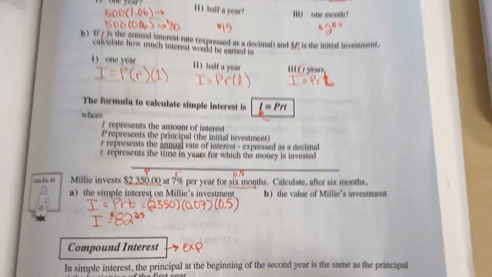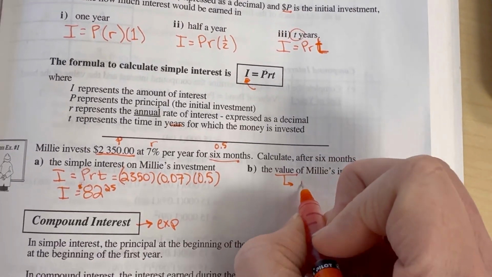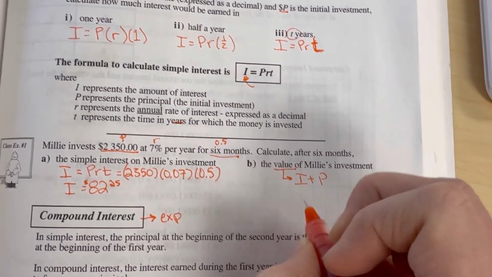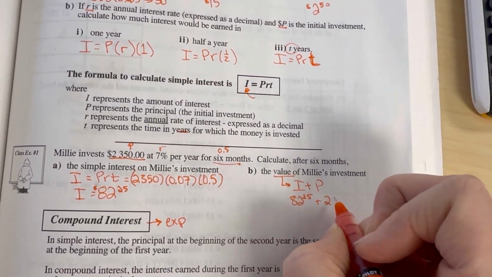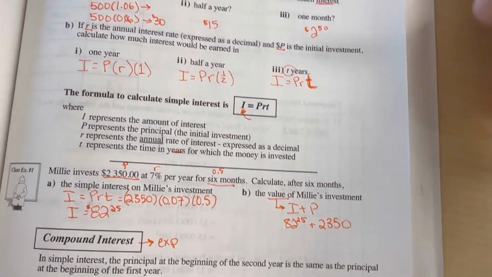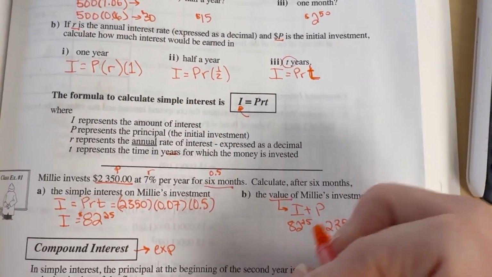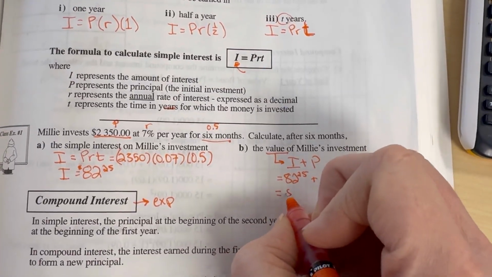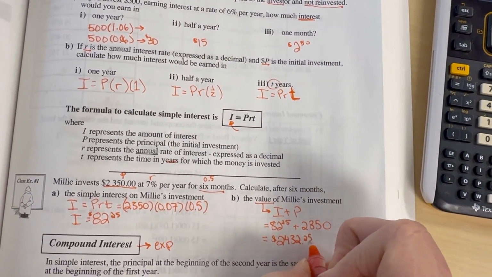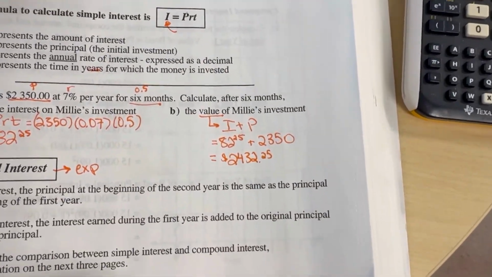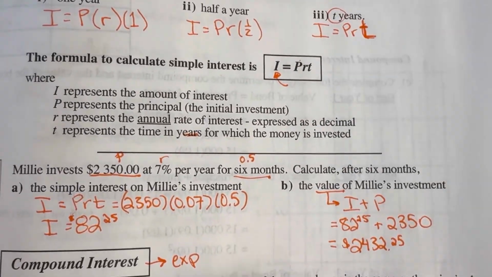$82.25. Okay, and then the overall value of the investment. So the value is going to be I plus P. Okay, so the 82.25 plus the original 2350 gives us $2,432.25. Okay, so that's a nice linear relationship right there.